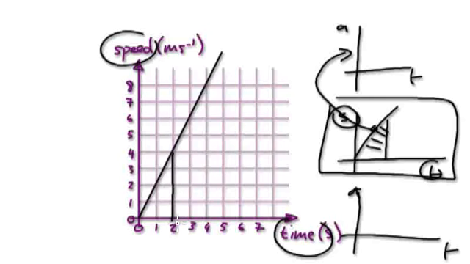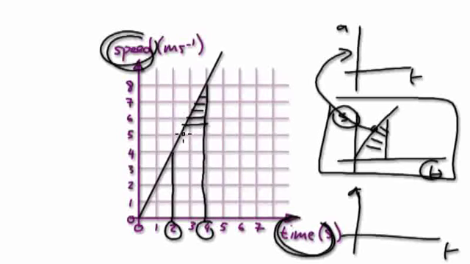traveled between, let's say, 2 seconds and 4 seconds. So sometimes you want to know the distance traveled between two different times. In order to find that out, you have to work out the area underneath the speed time graph. If you want to know the distance traveled between 2 seconds and 4 seconds, then you have to work out the area underneath this graph. So here it's really a trapezium.